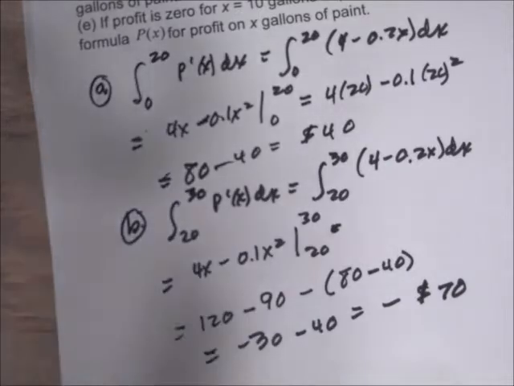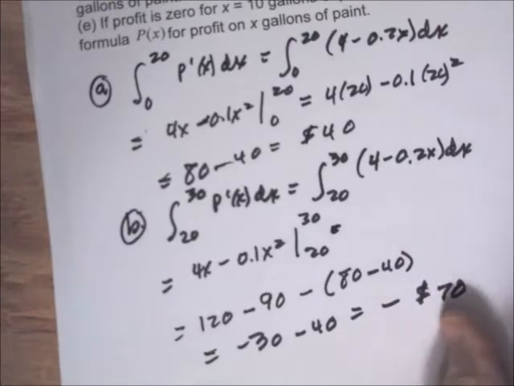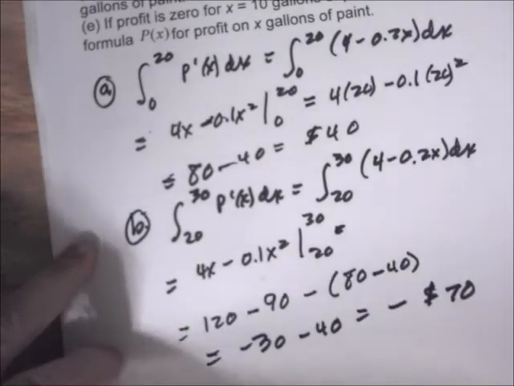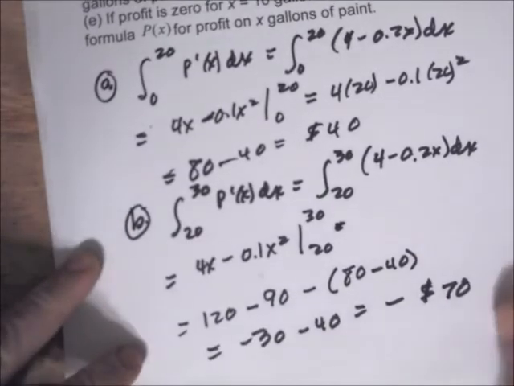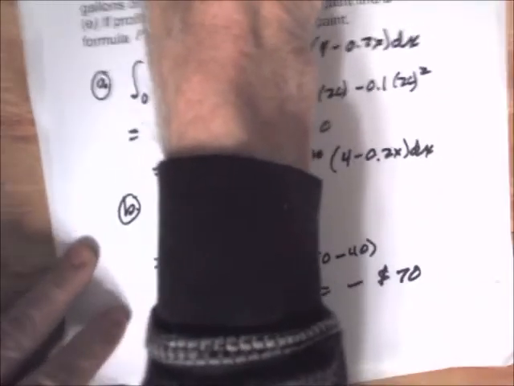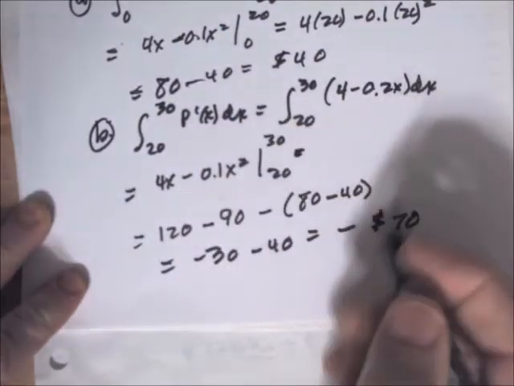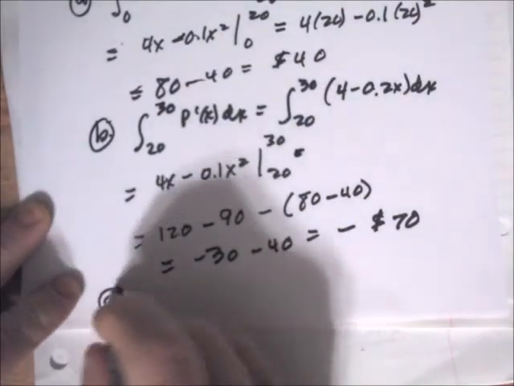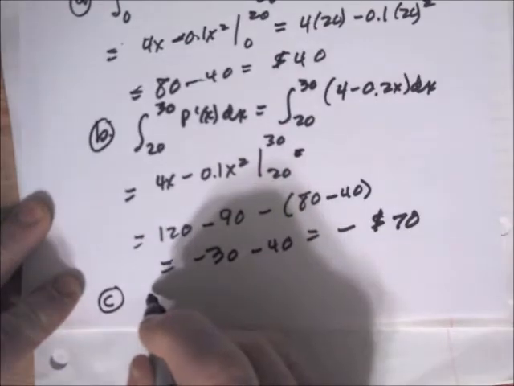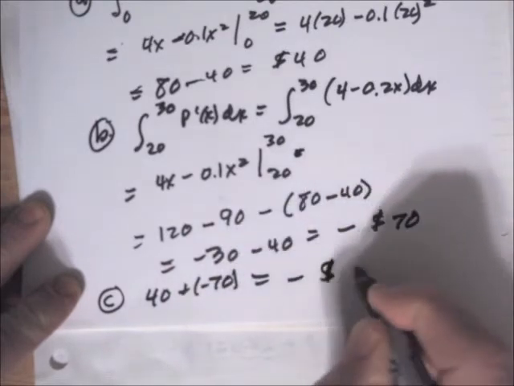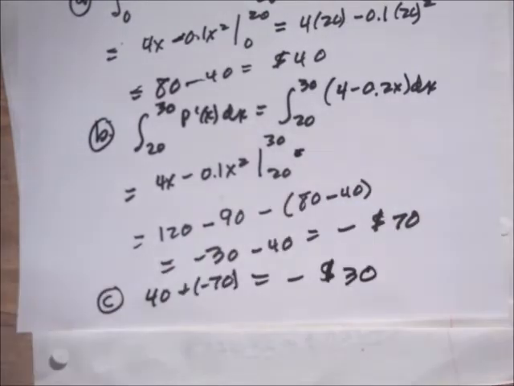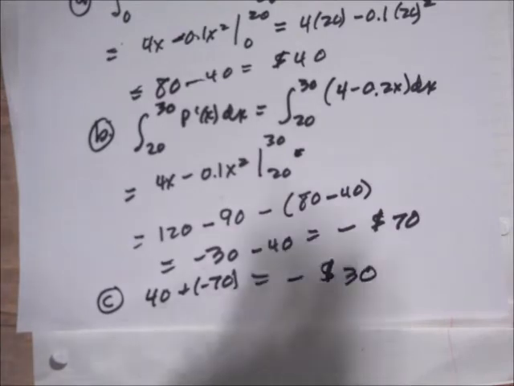Okay, part C. The net change from 0 to 30. We would just add the results from part A and part B. So part C is going to be 40 plus a negative 70, which would be a negative $30 from 0 to 30.